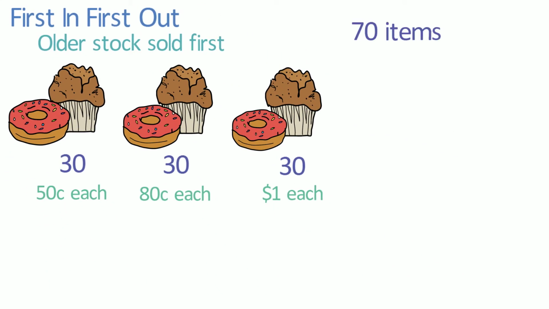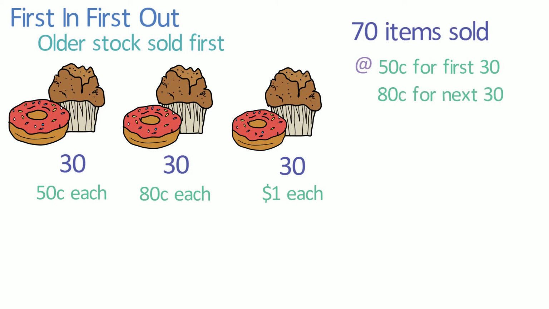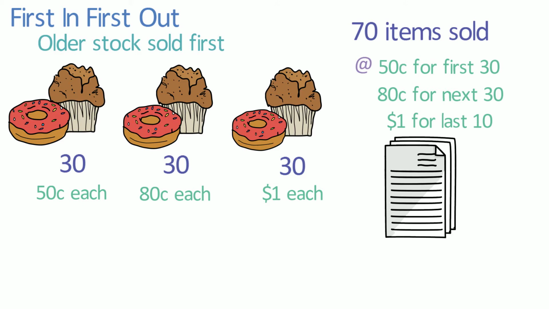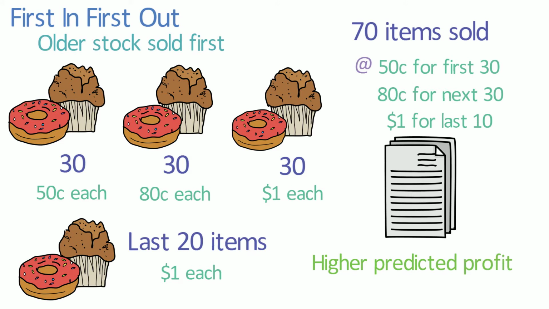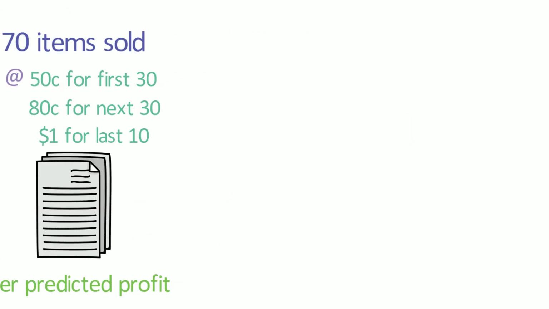If they bake 90 goods and sell 70, the cost associated with the inventory is 50 cents for the first 30 sold, 80 cents for the next 30, and $1 for the final 10, and this is what will be reflected on the income statement. The last 20 items will have the most recent cost applied to them at the end of the inventory count. FIFO costing usually results in a predicted higher profit value as the last cost is not taken into account.